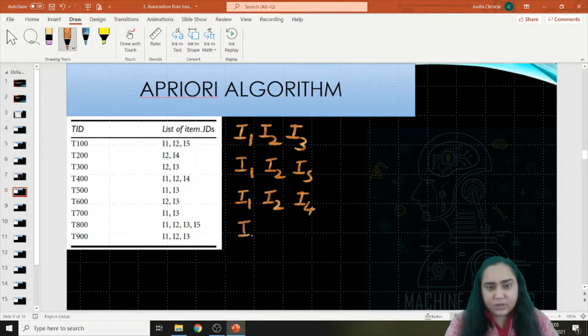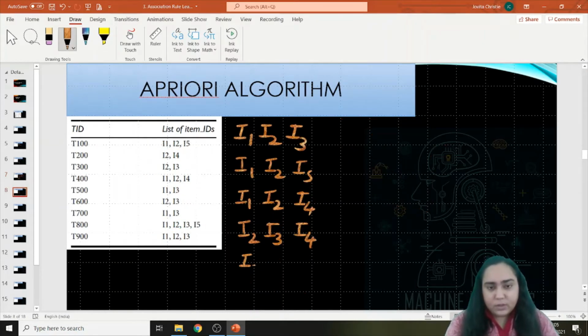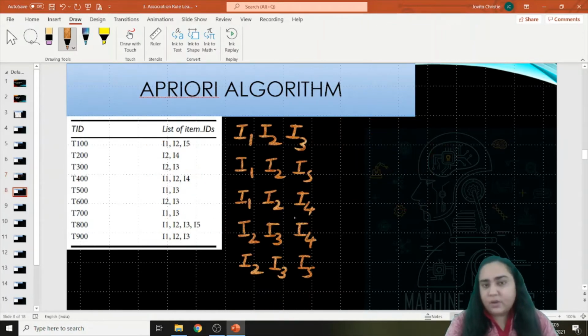So you can have I2, I3, and I4. We haven't included that before. You can also have I2, I3, and I5. And if you notice, we do not have any more triplets left to make. So we have found all the possible 3 combinations that we could make.